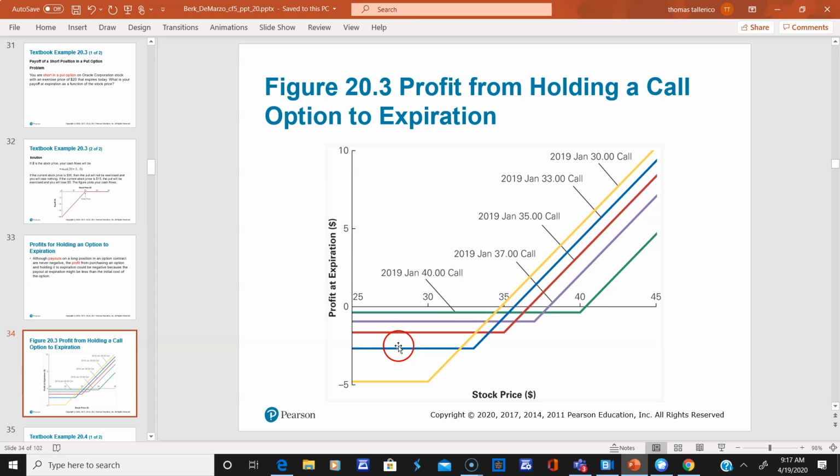You see how these are negative? This is the profit from holding a call option, not the payout, not the payoff, but see, they start out negative. So you've got to make up for the premium you paid before you start making money. And here's your break even when you hit this curve right here. Here's your break even.